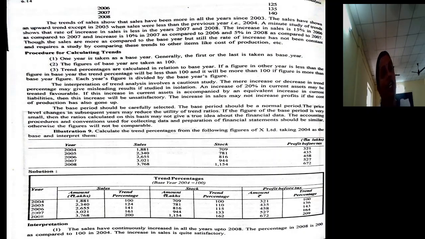One is you need to select the base year cautiously because the base year should be a representative year, and you need to concentrate on the base year figure. If it is very small in absolute terms, you cannot consider that year as a base year, because if you do, the trend percentages we calculate for the next years, 2001, 2002, 2003, will not give us a correct financial result.